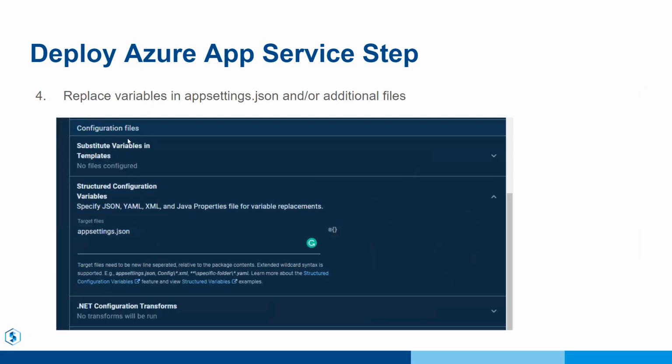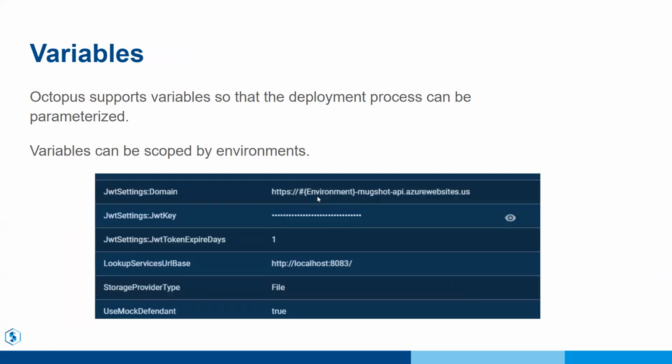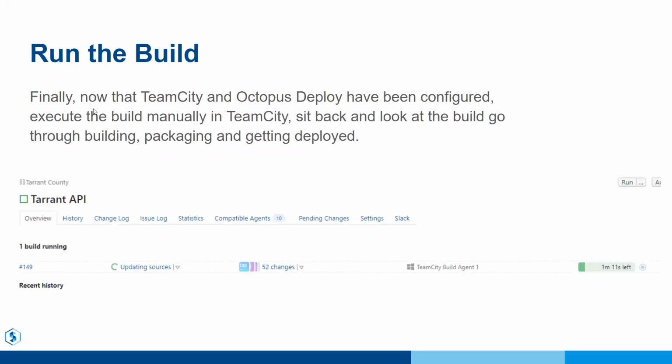And then in the configuration, to replace configuration, you can substitute your files. So web config or app settings JSON. In our case, we use app settings JSON. And the variables are set up within the project. And here you can specify based on naming convention. The variables are going to be replaced on that app settings file. So after you have all configured, finally you will go back to TeamCity, hit run, sit back and watch the build go and see if what you configured has been successful.